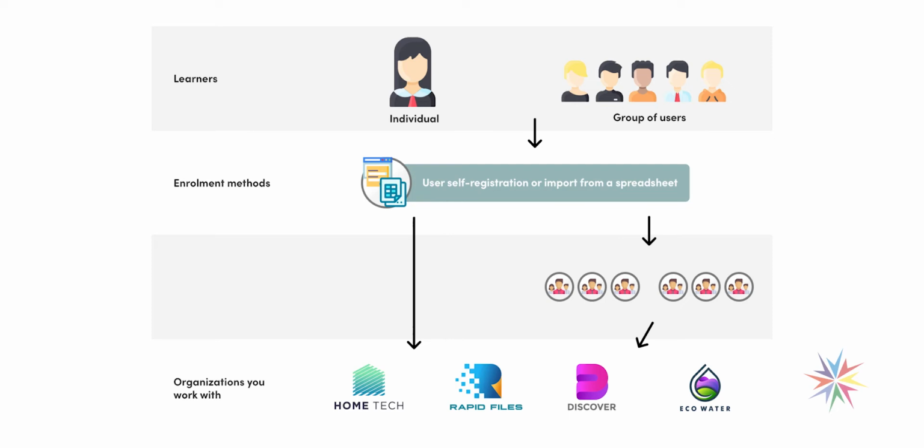So in this first example, an individual would register themselves or be imported from a spreadsheet, and they can be given direct access to an organization, and the individual will be set as a member of either HomeTech, RapidFile, Discover or EcoWater. Equally, LearnDash groups can be assigned to organizations, and the other option is that you register users onto LearnDash groups, and in turn they would be associated with these organizations via their group.